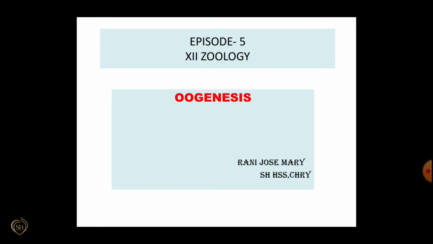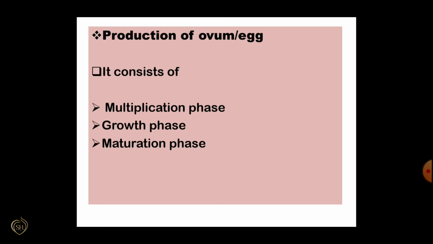This process includes the following phases: multiplication phase, growth phase, and maturation phase. The multiplication phase starts at the fetal stage. About 2 million gamete mother cells or oogonia are formed within each ovary. No more oogonia are formed after birth. Oogonia are in a diploid condition. Each of these cells carries 46 chromosomes.